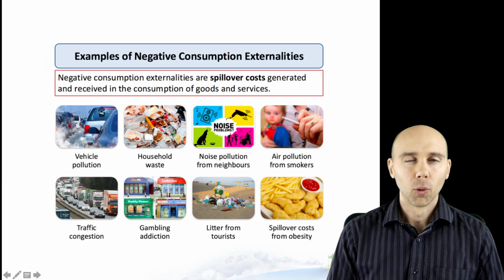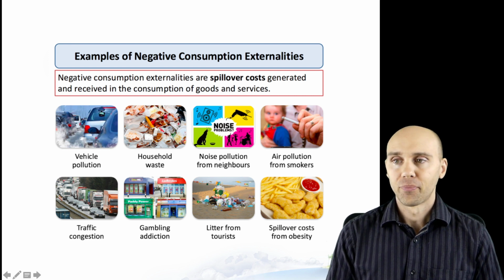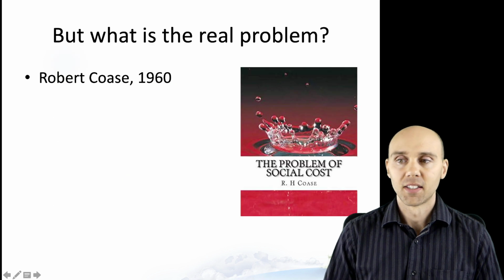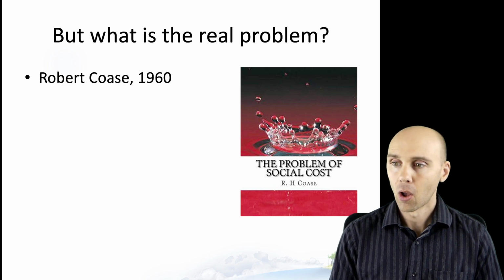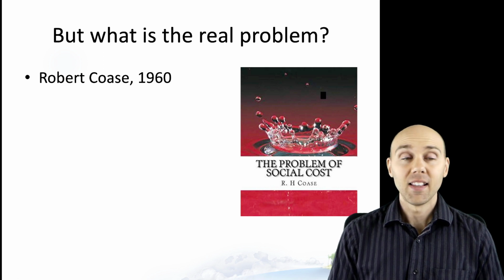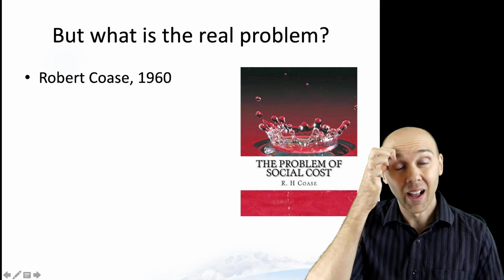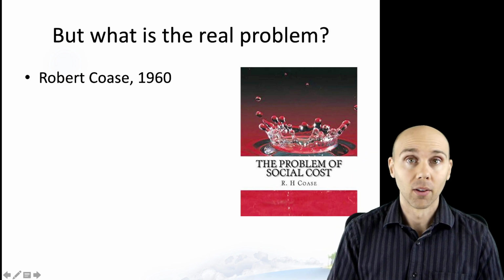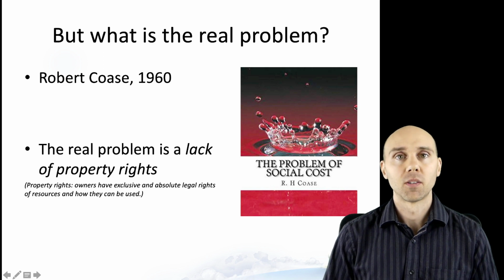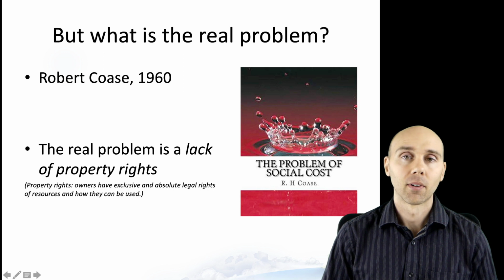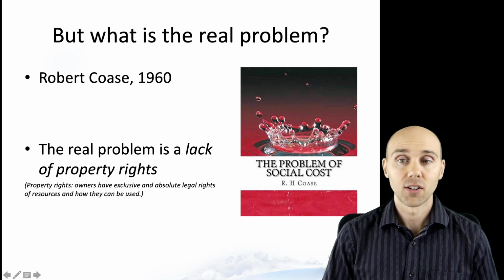So what's the real problem here and how can we fix it? Well, Robert Coase came along in 1960 with a very famous theorem, which he spoke about in his book, The Problem of Social Cost. And he said, well, the issue that's really at the heart of these deadweight losses that can occur is a lack of property rights. Now, property rights being a very important part of any democratic civilization.